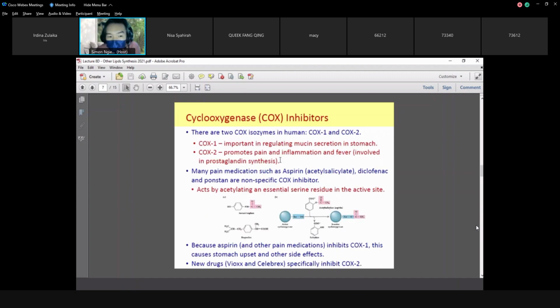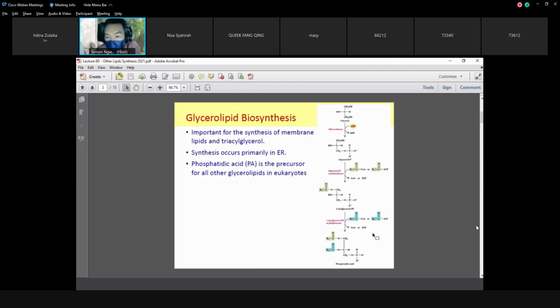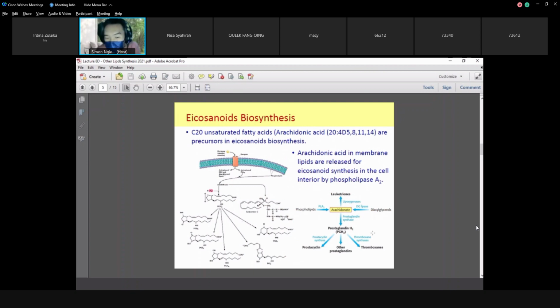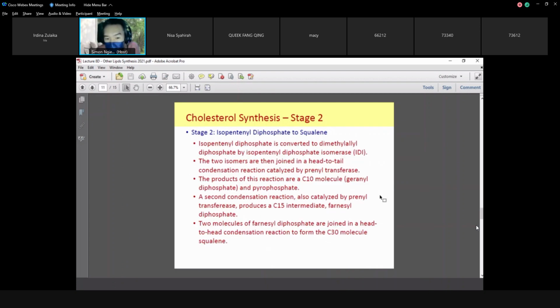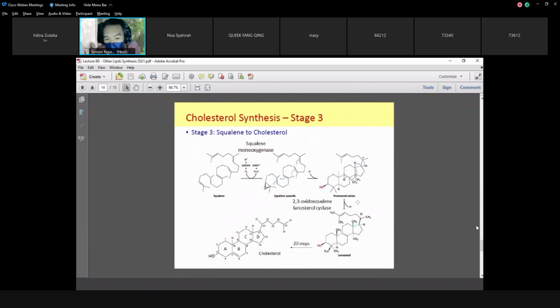Okay, make sure you understand this part. And then the cholesterol pathway, no need lah. We don't have to dig up the detail of how it is converted to carbon 24, no need, because we are not looking into the detail.